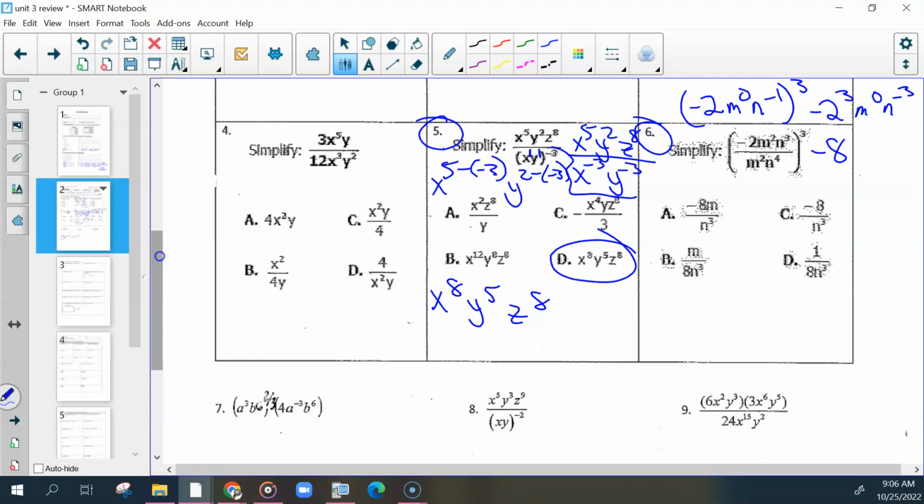M to the 0 is going to become, what's anything to the 0 power? 1. So anytime you see that, put 1 in its place, and then this would become 1 over n to the third. So if we still have m, we shouldn't. So it's not A, it's not B, which is our answer? C.